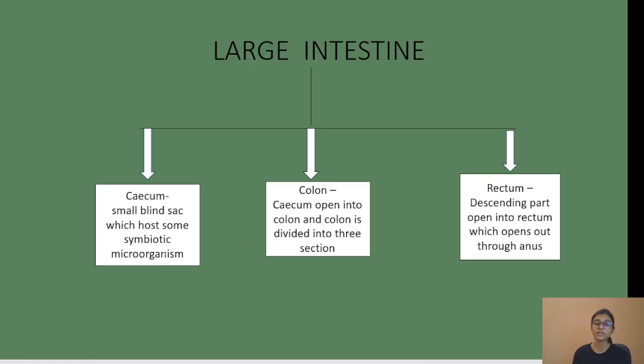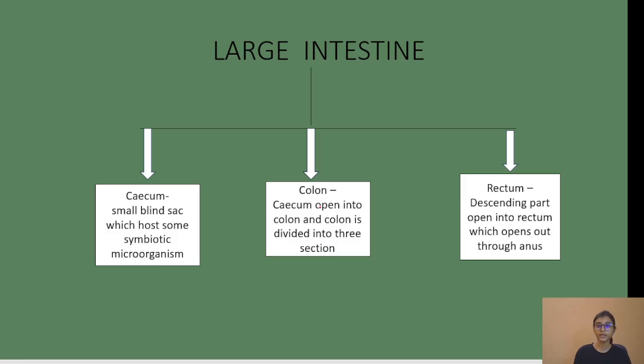Cecum is what? It's a small blind sac that has the characteristic of hosting symbiotic microorganisms. So when we talk about this probiotic thing, how are these symbiotic microorganisms going to help in your digestion? This cecum is holding that area, providing the environment so that the microorganisms live there and help in digestion, secreting some enzymes which help in digestion.